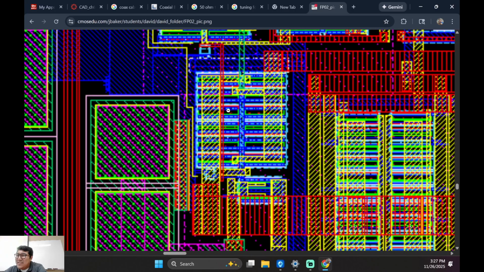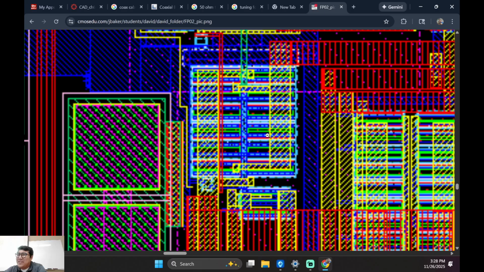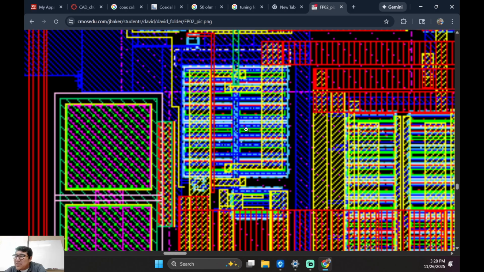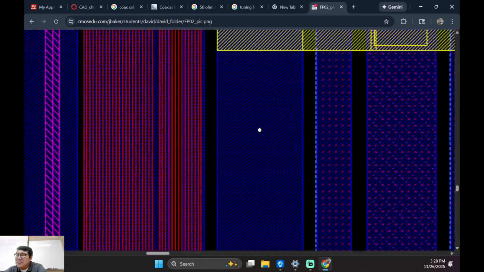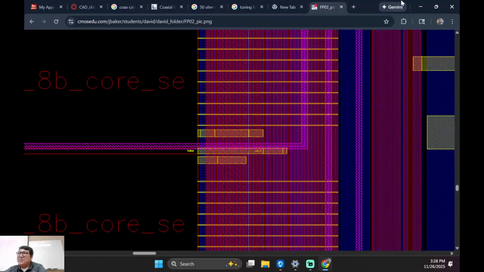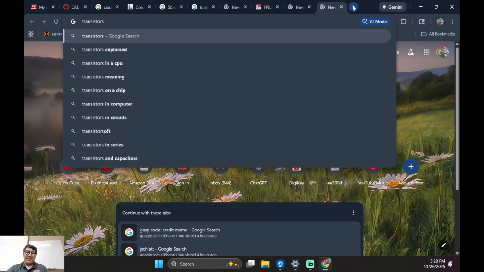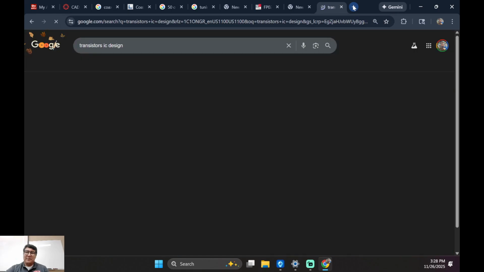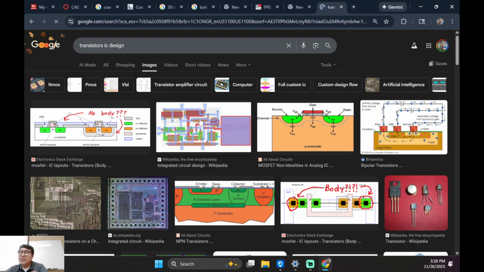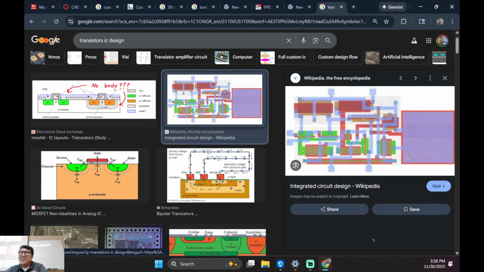Yeah, like stuff like this. These are like fingers right here. They're pretty tiny. These little green guys. Let me see what else. Transistors, IC design. There we go. Yeah, stuff like this. Oh yeah, this right here.